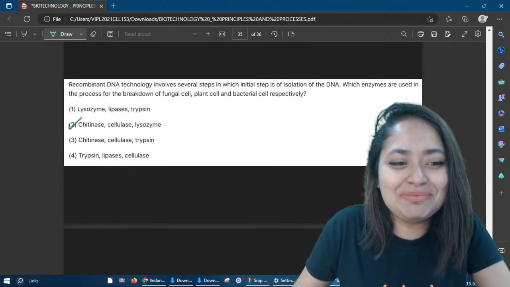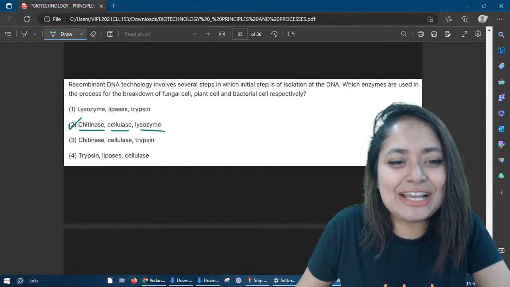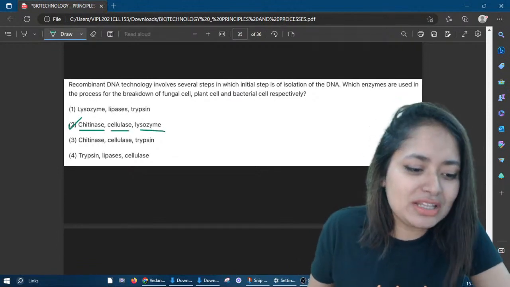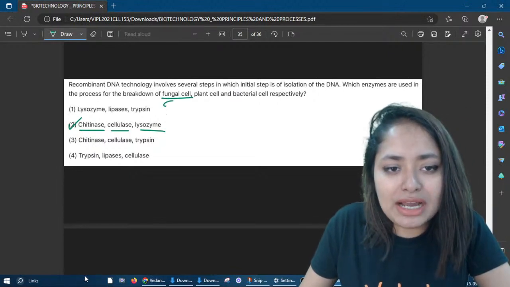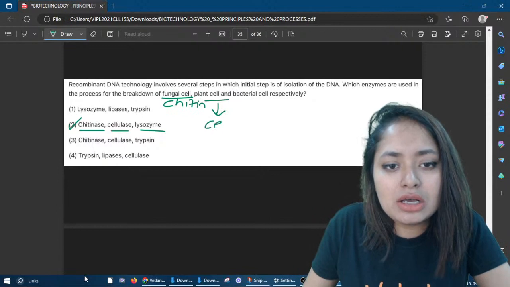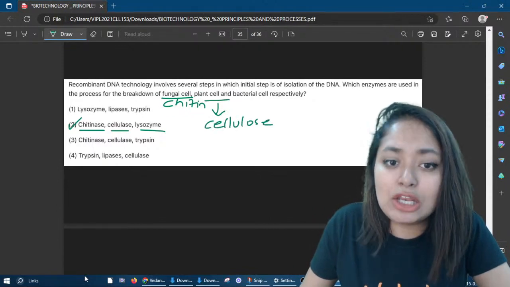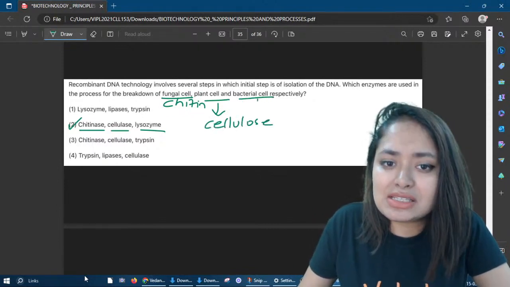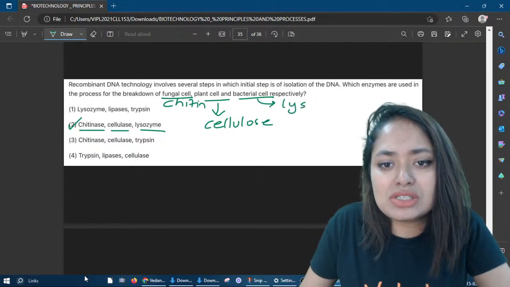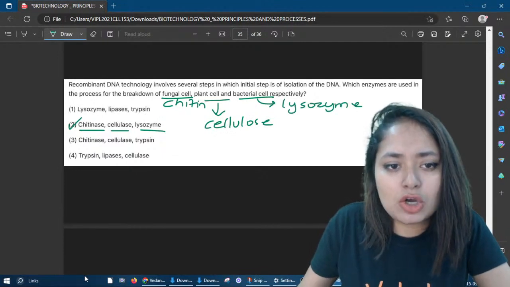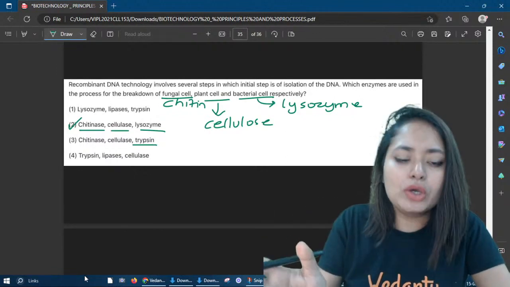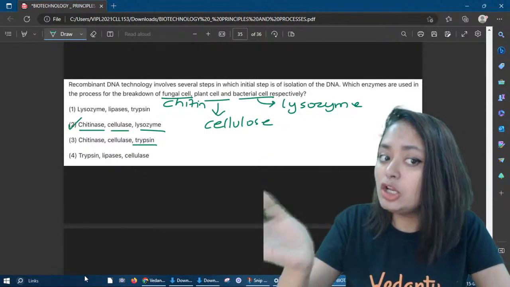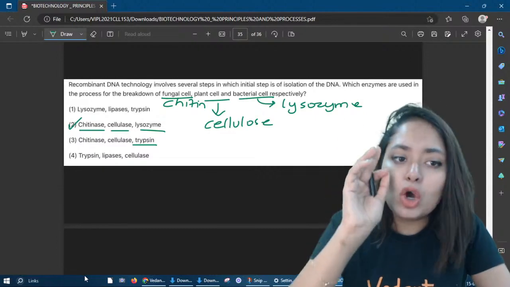Very nice. Option B: chitinase, cellulase, lysozyme. Very beautifully, the answers have come in from all of you. Chitinase is to break the chitin in the fungal cell wall. The plant cell is broken by cellulase, since it has cellulose. The bacterial cell can be broken by lysozyme. The contrasting option was trypsin. Trypsin is used to break down proteins. So lysozyme is the answer, not trypsin. The answer will be option 2.